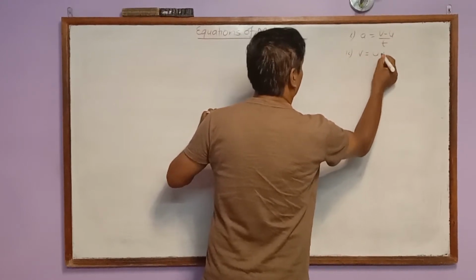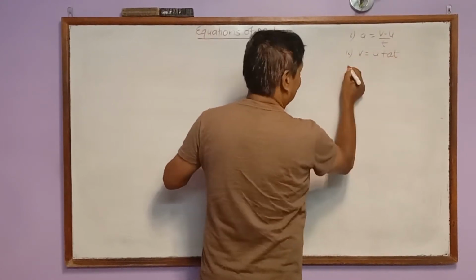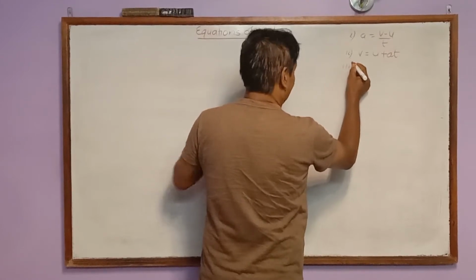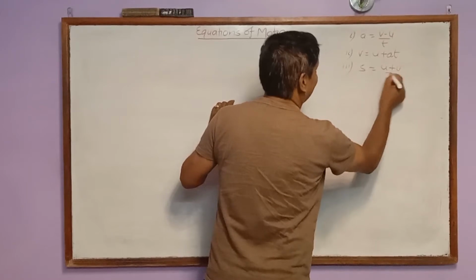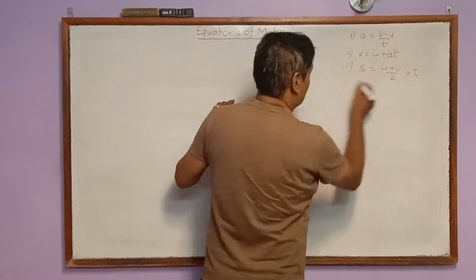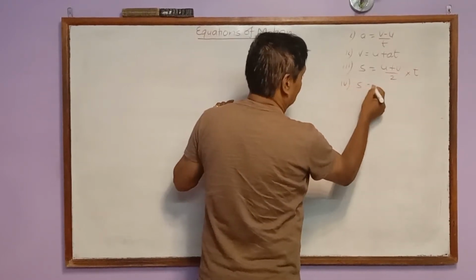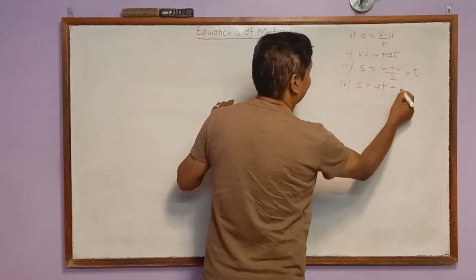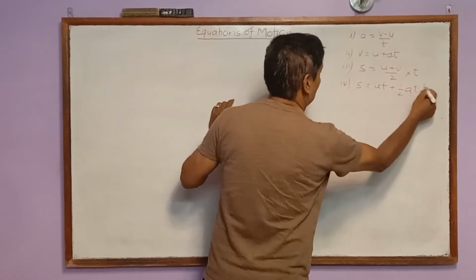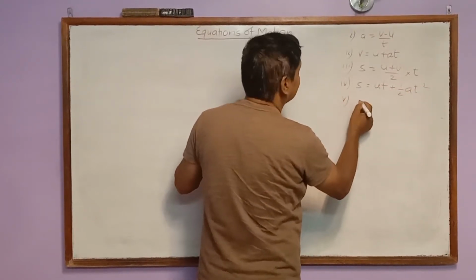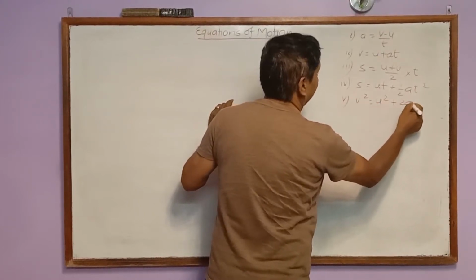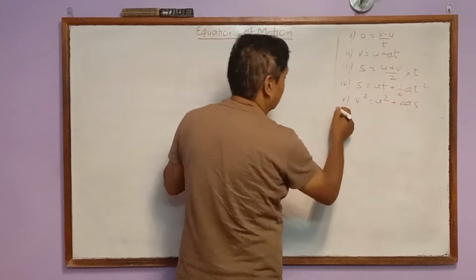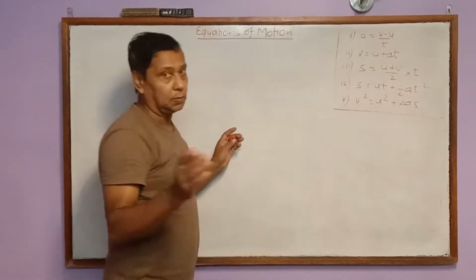and second equation is v equal to u plus at, and third equation is s is equal to (u plus v) by 2 into t. Fourth one is s equal to ut plus half at square. And fifth one is v square equal to u square plus 2as. These 5 equations are called equations of motion.